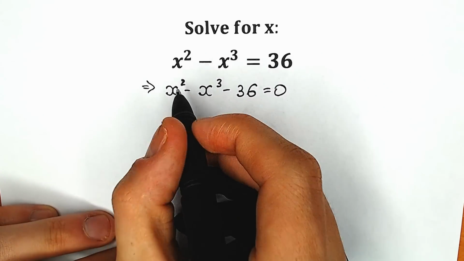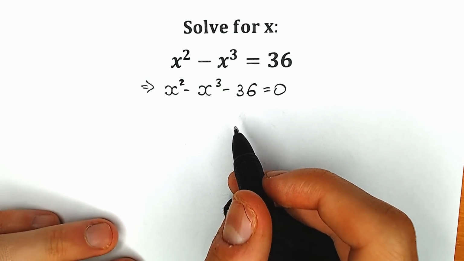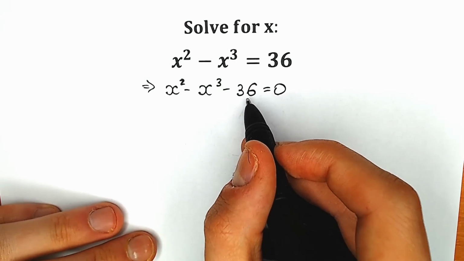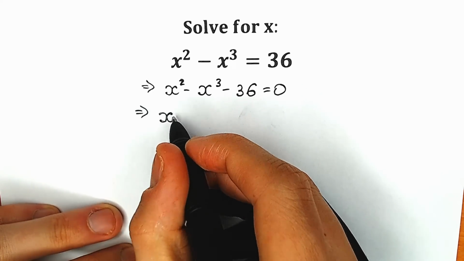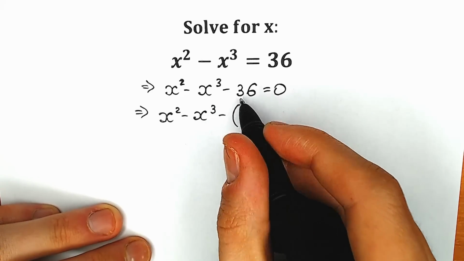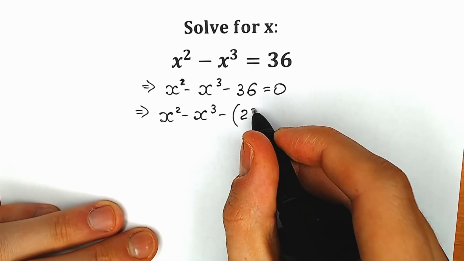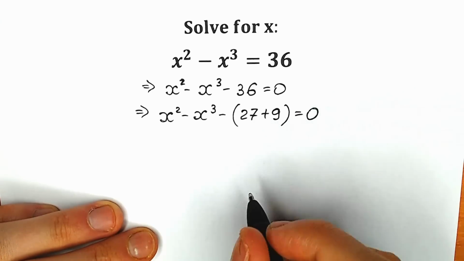So our equation looks like that: x squared minus x cubed minus 36 equal to 0. Right now, instead of this 36, let's write 27 plus 9. So we have x squared minus x cubed minus, instead of this 36, we're gonna write 27 plus 9, equal to 0. I really hope you understand this step.